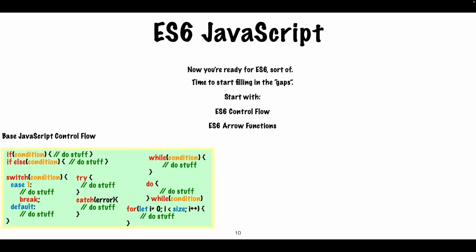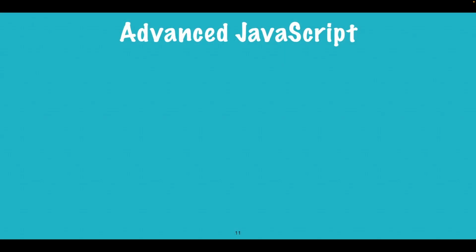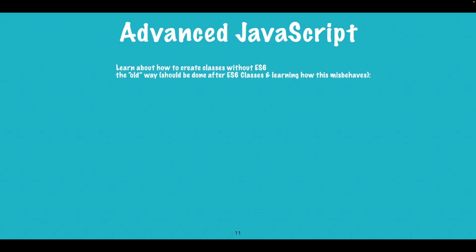Okay, so after learning a little bit more of ES6, what's next? And so the topics that I will list on this slide, you can learn them in any order you want, right? And as I mentioned, at some point you want to learn how to create classes without ES6 classes, or the old way of creating classes. And this should be done after you learn ES6 classes and after you learn how this can misbehave. And so this will teach you about prototypal inheritance and the prototype chain, or how JavaScript uses objects to implement inheritance.